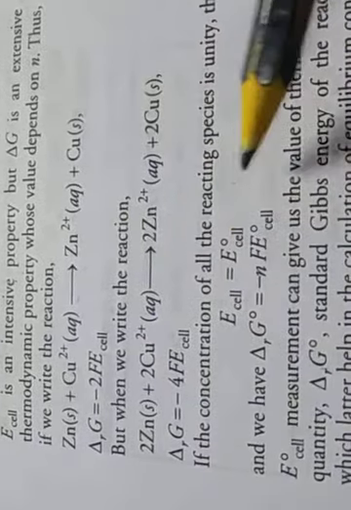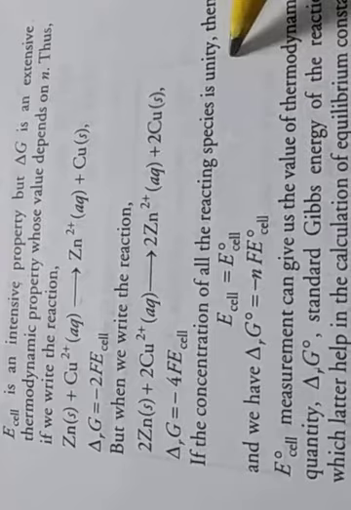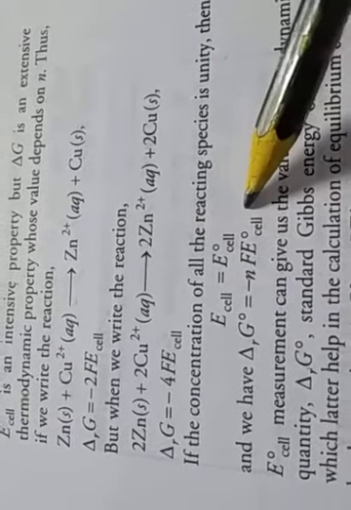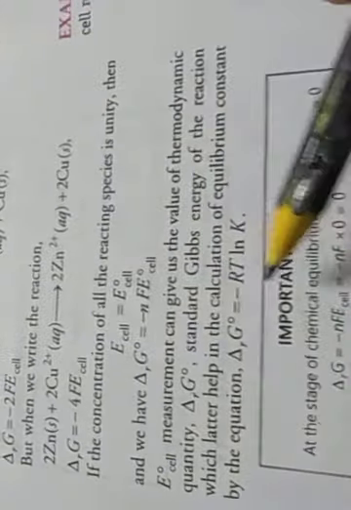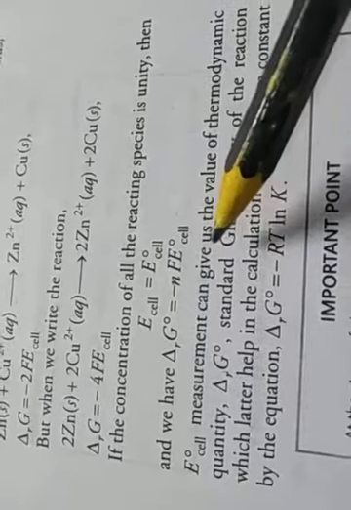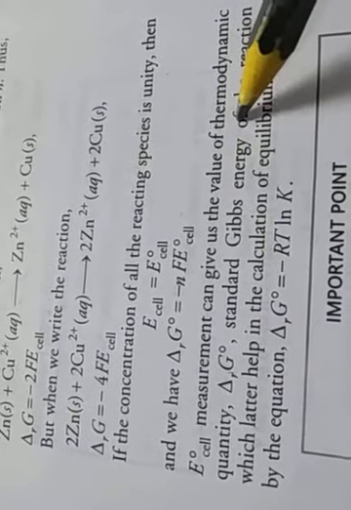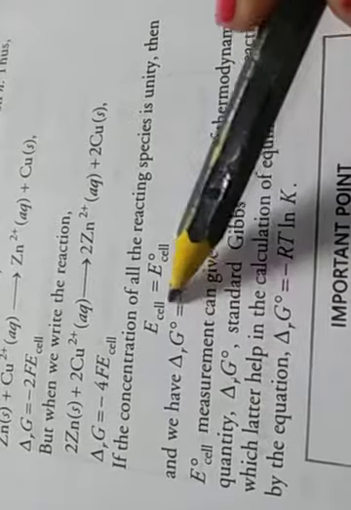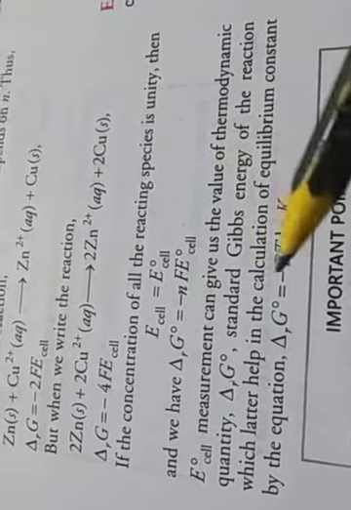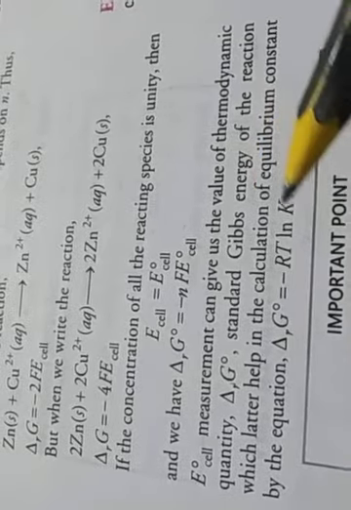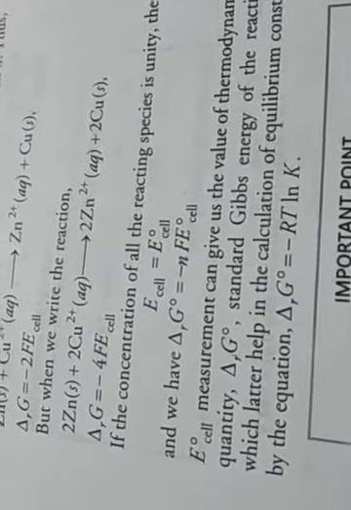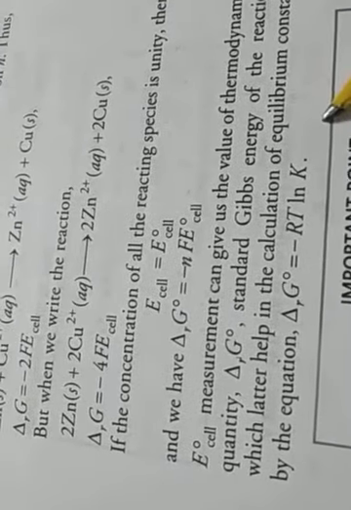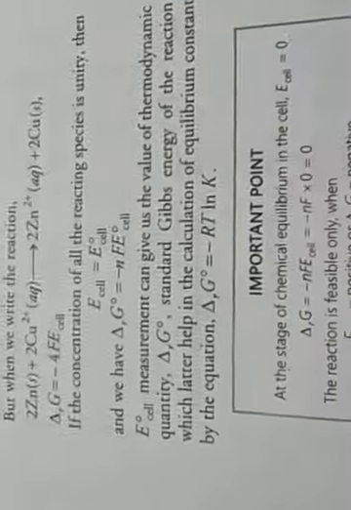And if the concentration of all reacting species is unity, E cell is equal to E naught cell, and Gibbs energy is equal to minus nF E naught cell. So E naught cell measurement gives the value of the thermodynamic quantity delta G naught, the standard Gibbs energy of the reaction, which helps in the calculation of the equilibrium constant of the reaction. So finally, the equation is delta G naught is equal to minus RT ln K. Clear?